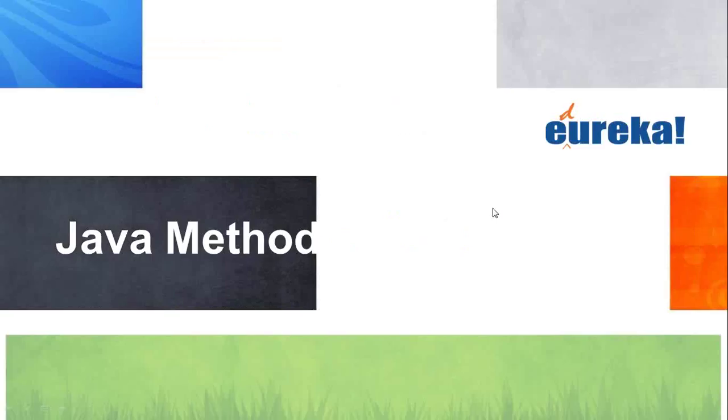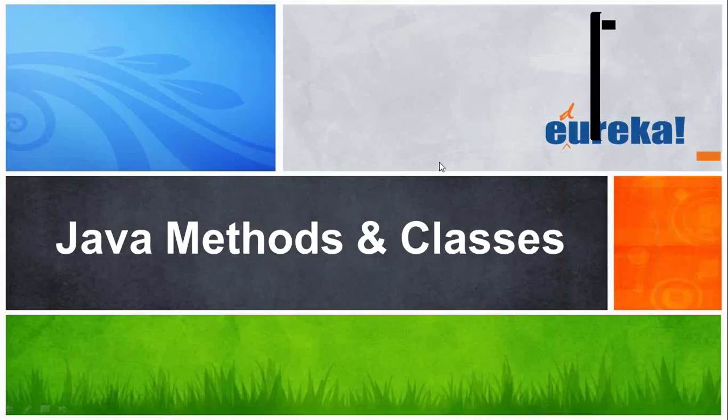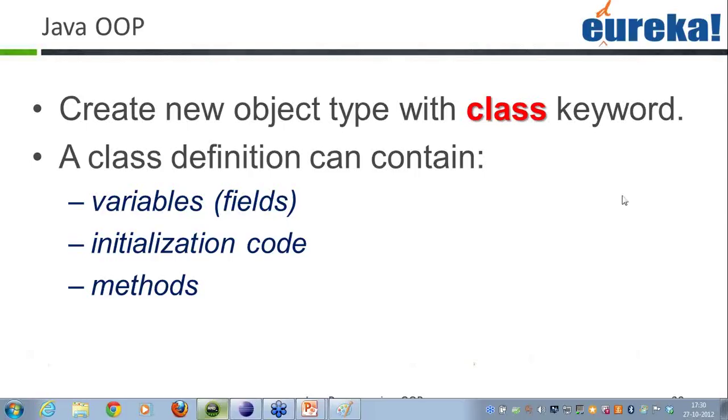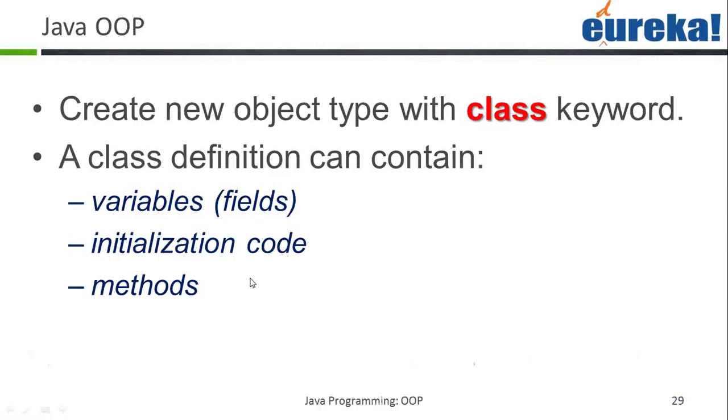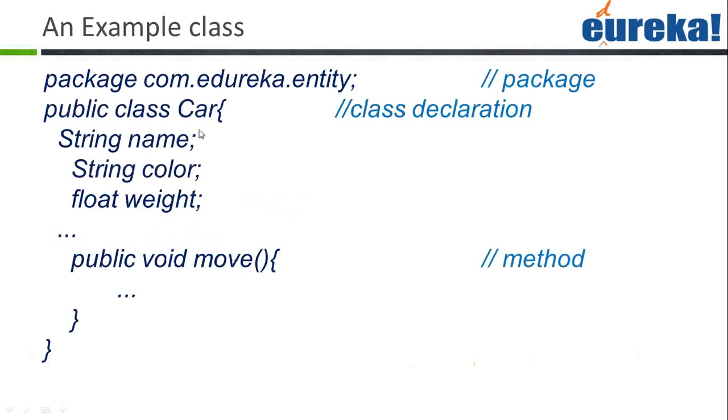Alright, let's also talk about the various methods and classes that we have in Java. So a creation of a new object is actually done with the help of the class keyword here. So our class definition can contain the variables, the initialization code, and the methods. So here I have a typical class example for everybody to see here, wherein I have a package.